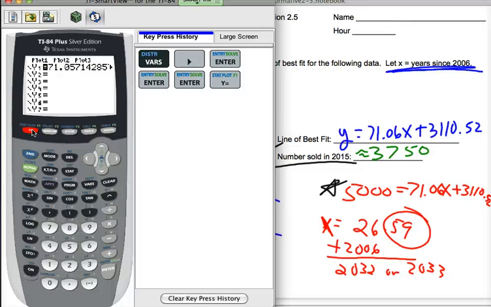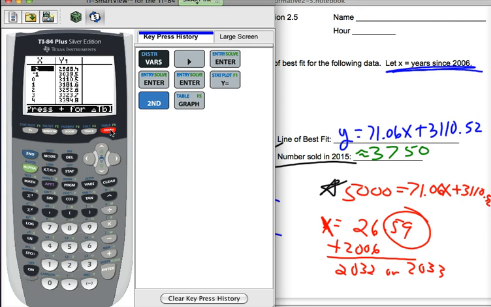Once you have that, you can use your table, which is second graph, to figure out how much there would be at any given time. So here in year 0, you got your 3110. At 1 year from 2006, you got 3181. If you want to go down and get the 9th year, for 2015, excuse me, here you can see there it is, 3750. That matches what we came up with.